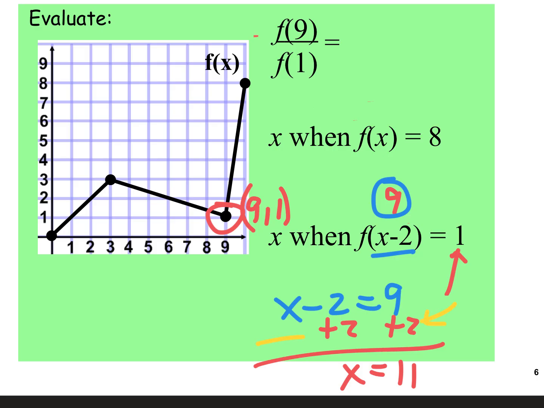Honestly, if I would have put plus 2 there, there's no way I would have said 9 plus 2 is 7. I wouldn't have done that. So show your work. It helps you make fewer mistakes. Okay, cool. It was 11. Now, does anybody have something more to add to the story?